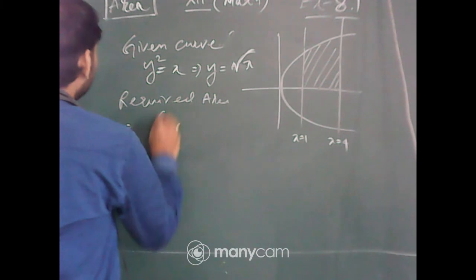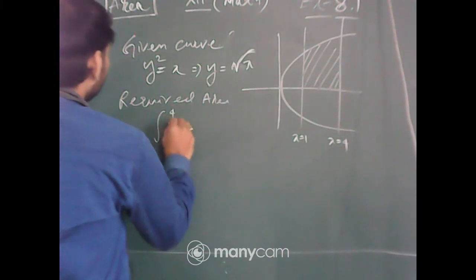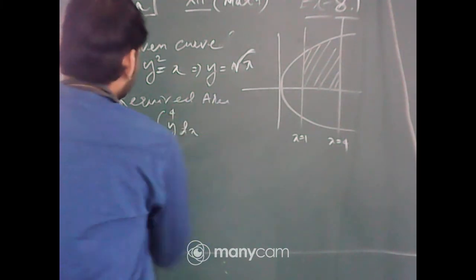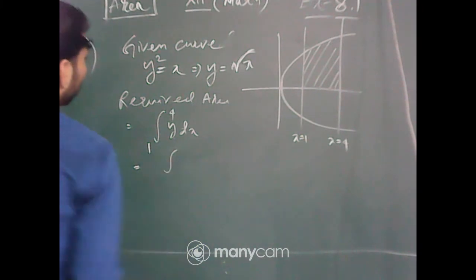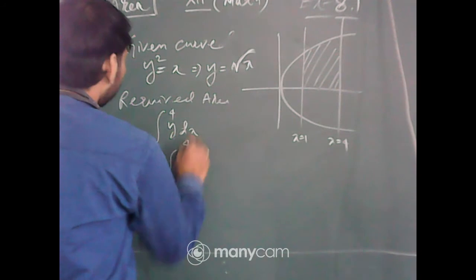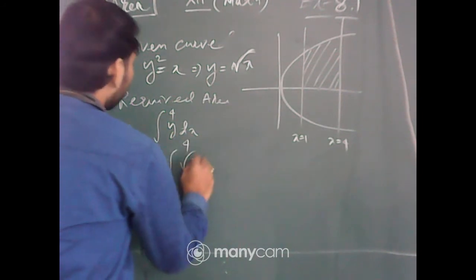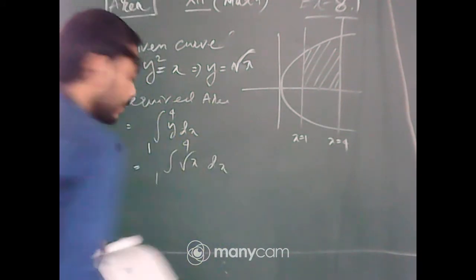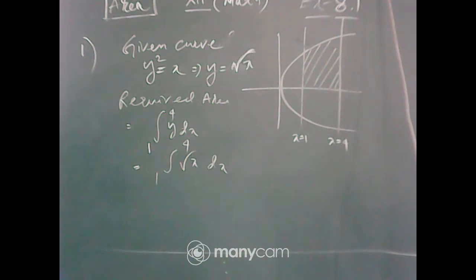That will be integration 1 to 4 y dx. So just write y in terms of x, that means y equals f(x), from the formula. So 1 to 4 root x dx, isn't it? You do the calculation and tell me the answer.